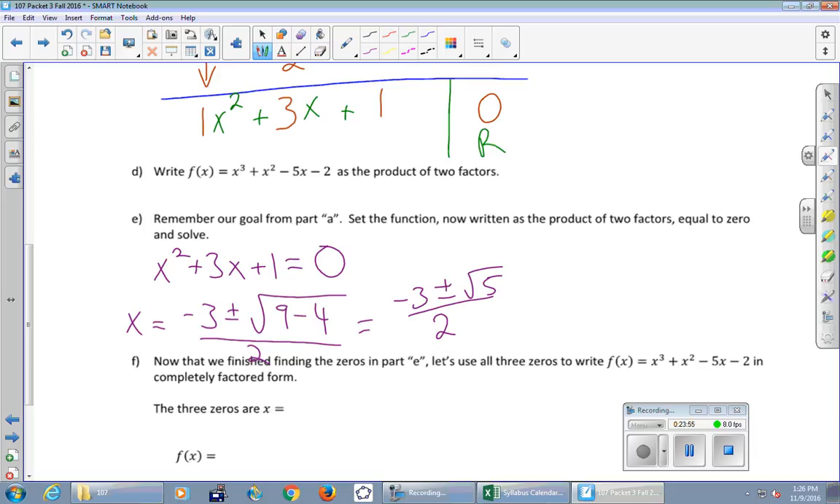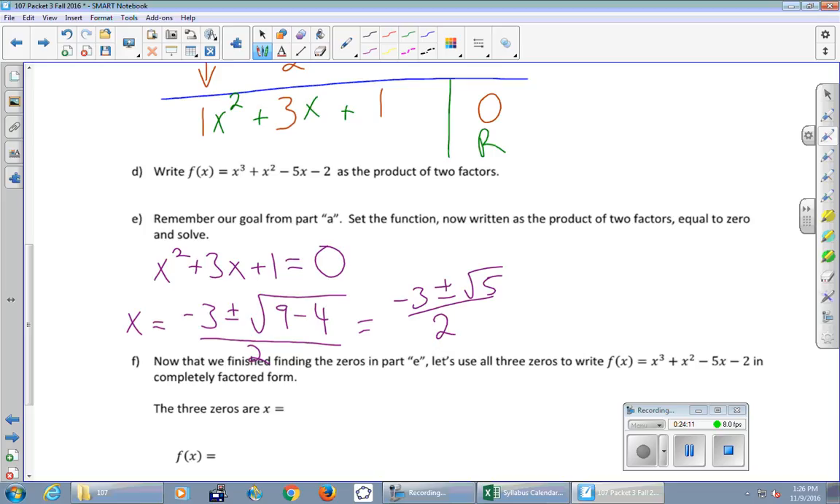Anybody else confirm? -3 plus or minus root 5 all over 2. Good. Okay, so we have finished answering one of the questions. Let's just fill our answers in here.